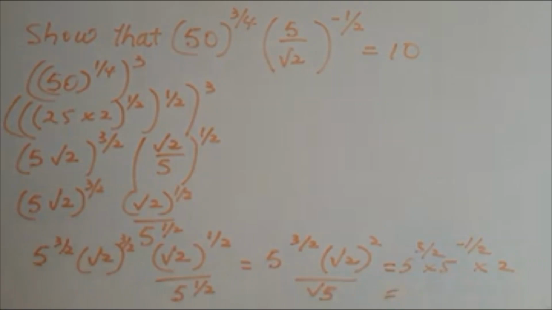Now we have a common base here of 5, and we add 3 over 2 to minus a half, we have 5 raised to the power of 1, and we have 2, which gives our result of 10. So careful use of indices here.